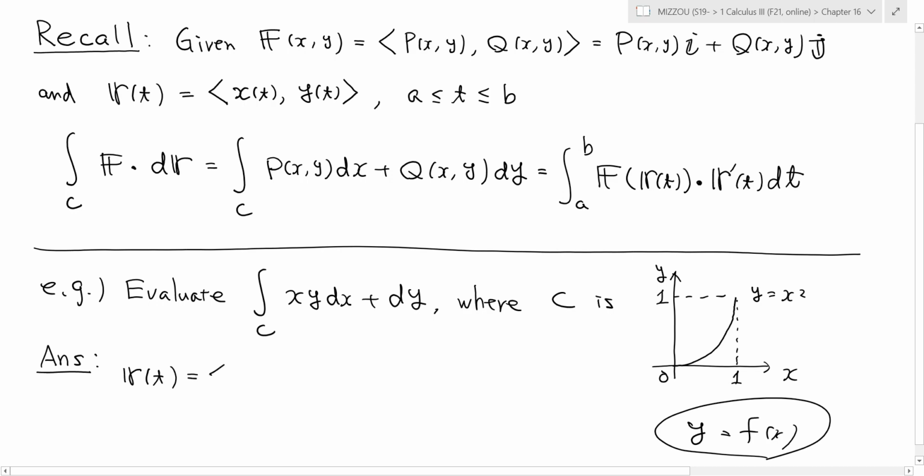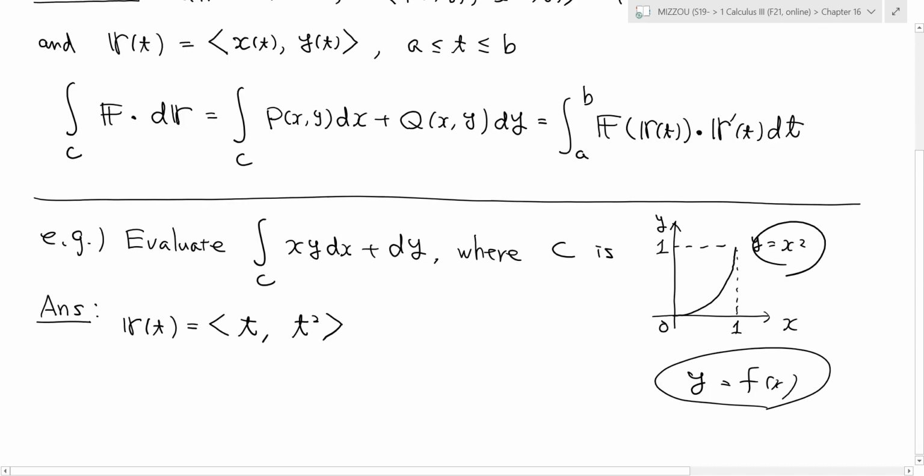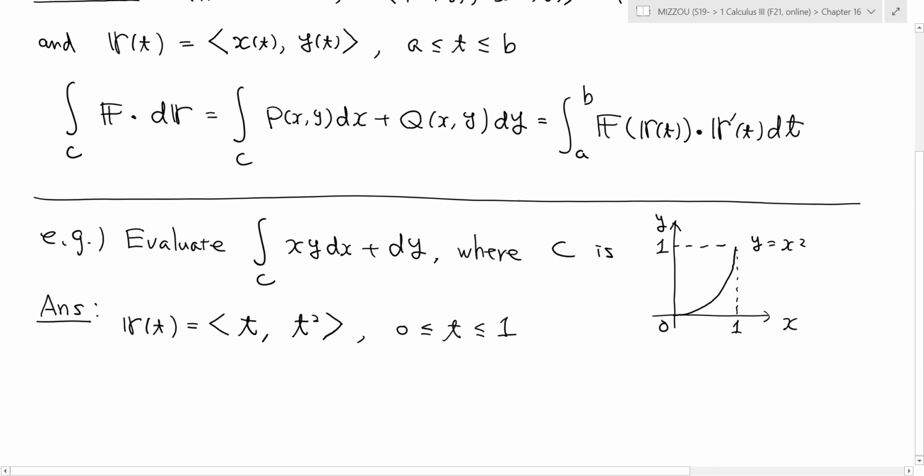Namely, in this case, you just take x is equal to t. So the x component is t, and then the y component is, in this case, t squared. So that's a way to parameterize a curve like this. And then t is basically the x coordinate. So x is from 0 to 1, so in this case, t is from 0 to 1. Okay, so that's what r of t is.